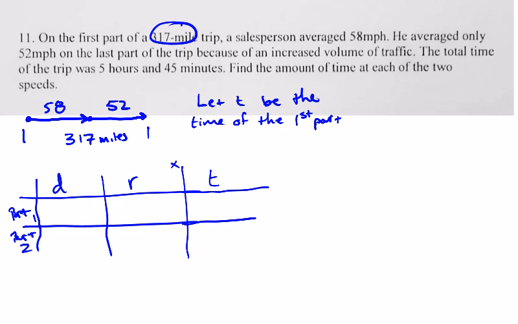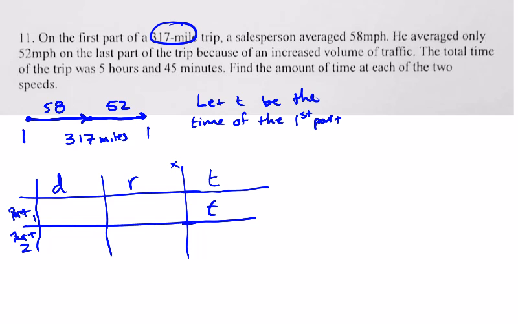And so the time, we don't know it, but we know that t stands for the time of the first part of the trip. And then if you think about it, say the first part takes 2 hours. Then how many hours did the second part take? Well, I would take away 2 hours from the total time, which is 5 hours and 45 minutes, and that would be 3 hours and 45 minutes.